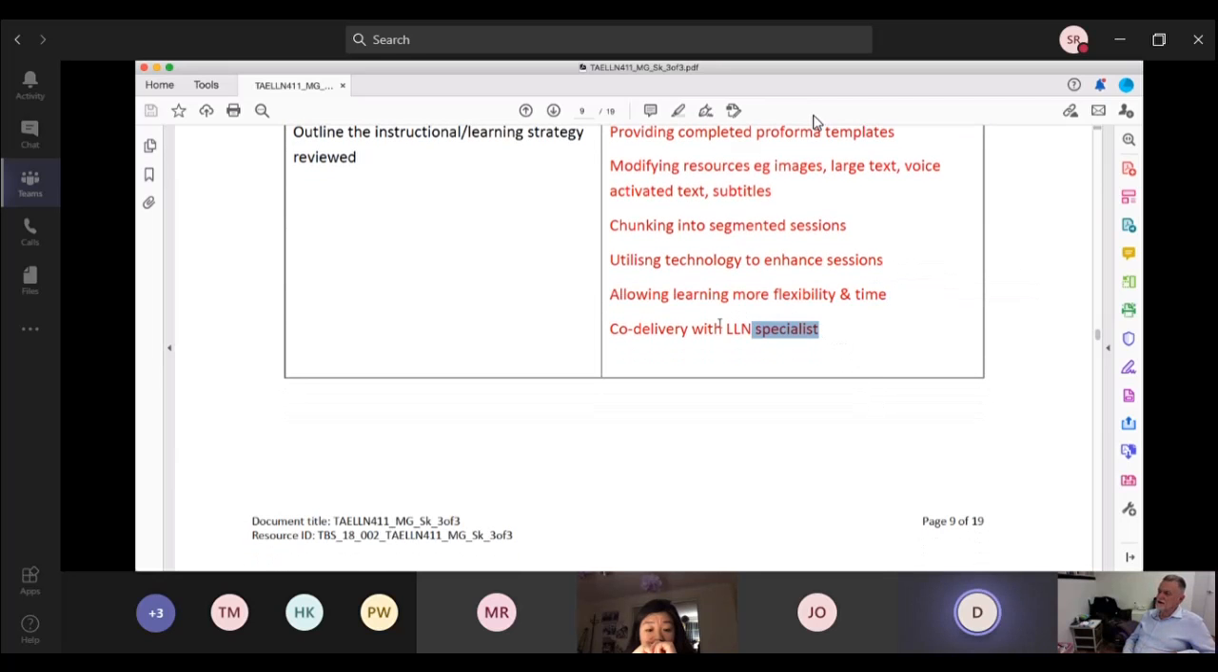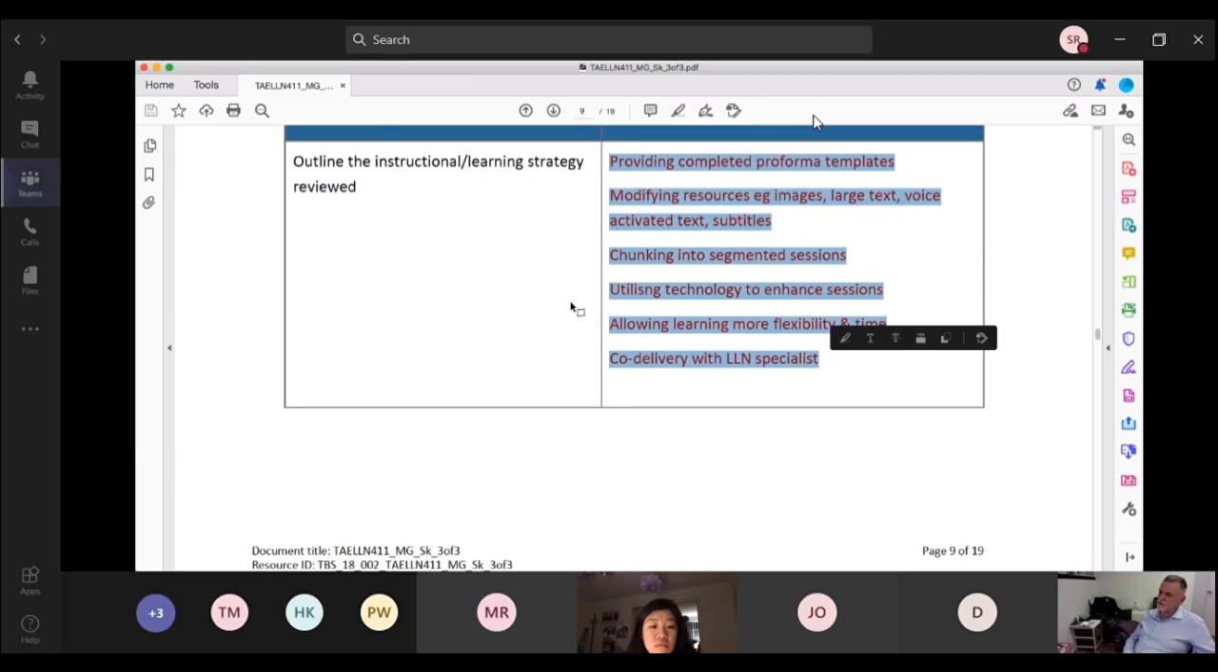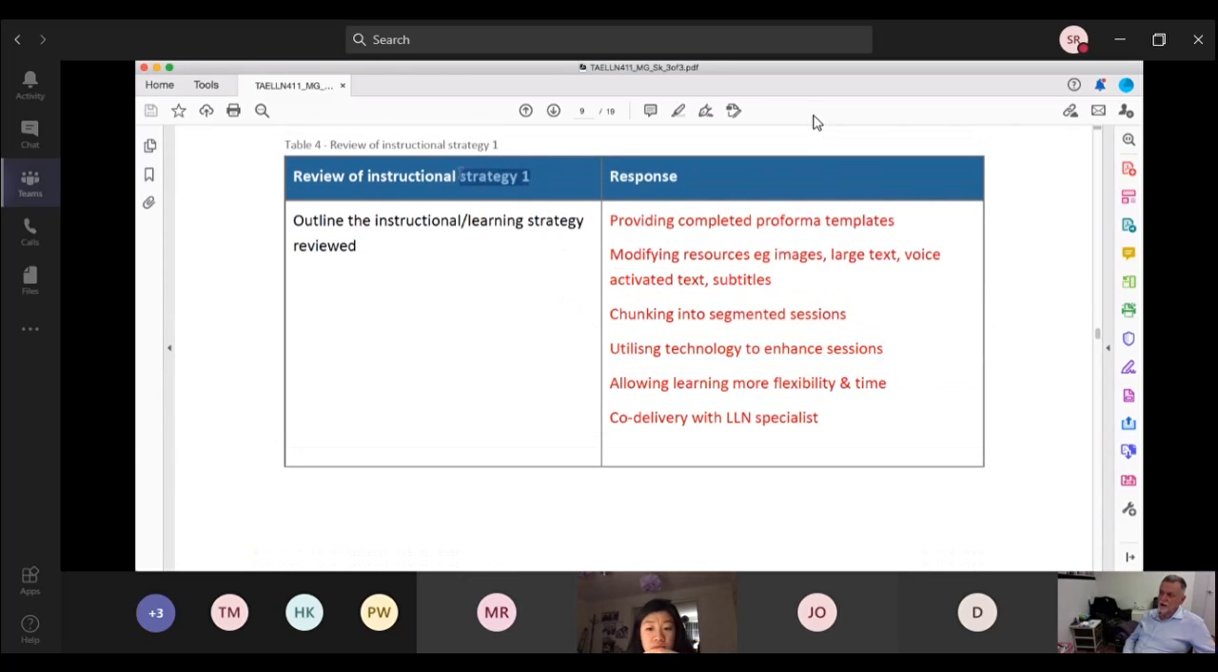And another strategy is using someone else to co-deliver, an LLM specialist to co-deliver. There's a few other strategies. It's in your student workbook, but there's 6 there that you may want to choose from, and all you need to do is apply 2.